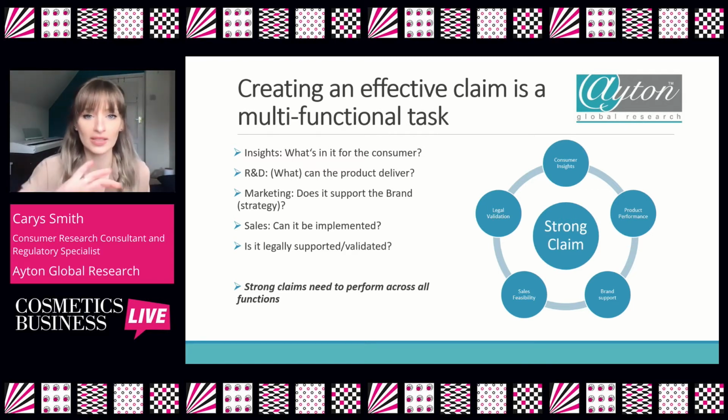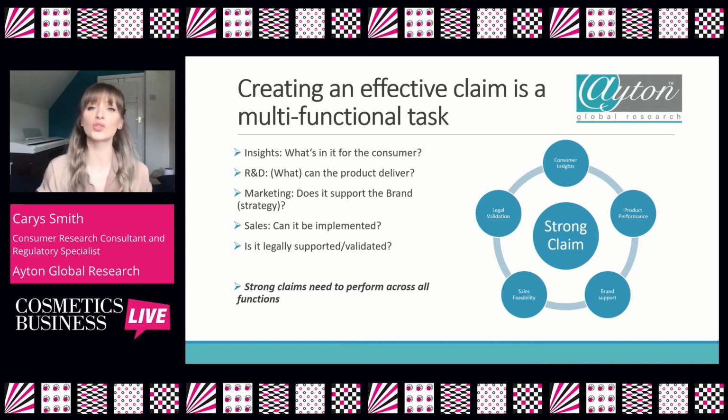It should also be a multifunctional task. So we've got this big wheel again, which is all the things to think about when you're developing a claim that is strong, essentially. You need to think about what's in it for your consumer. Why do they want to use your product? What are they going to get out of it that they don't get from any other product? What can you actually deliver? Because again, it's all very well and good to say, but if you can't deliver it, you need to start again. Does it support your brand and your marketing strategy?